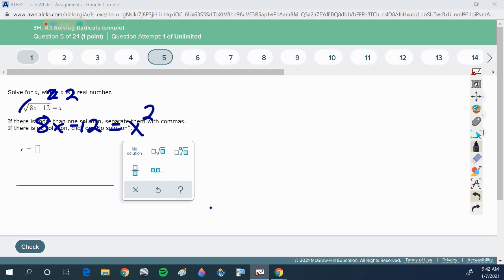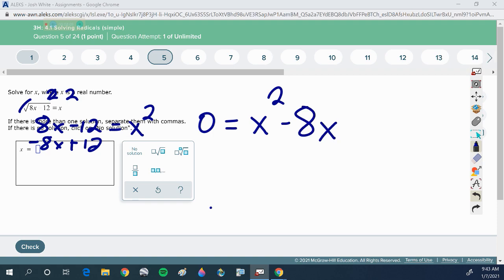Do we care which side? Not really, but we would prefer our x squared term to be positive. So should I move to the right or the left? Let's move everything to the right. If you move everything to the left and your x squared is negative, just multiply it by negative 1. And that'll fix it. But it's a little easier just to move this stuff. So I get 0 equals x squared minus 8x plus 12.